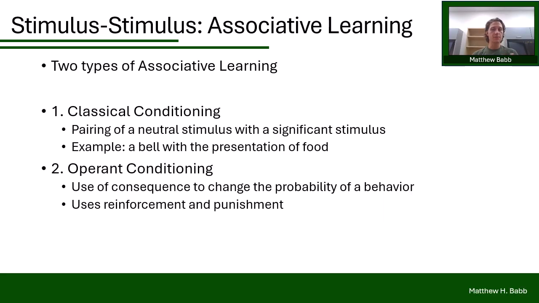There are two types of associative learning. First is classical conditioning, which is sometimes referred to as Pavlovian conditioning. And then we have operant conditioning, which is sometimes referred to as instrumental conditioning. Classical conditioning is the pairing of a neutral stimulus with a significant, relevant stimulus like food. So we'll get more into examples of that in just a minute. And then operant conditioning is the use of consequences like punishment or reinforcement to change the probability of behavior.